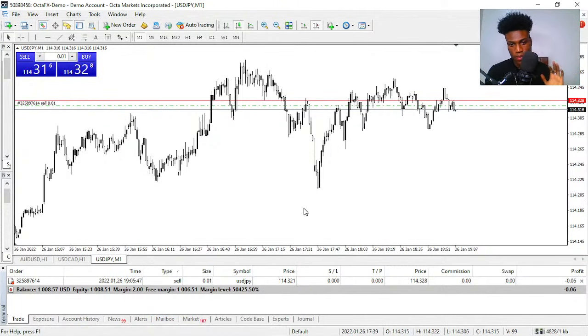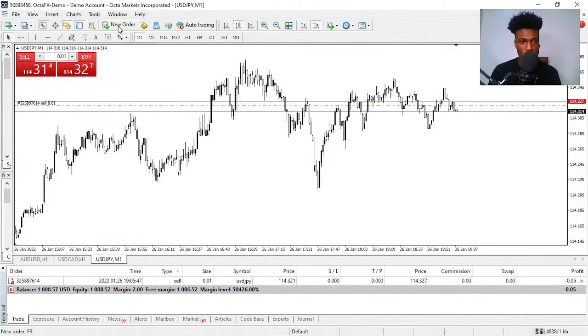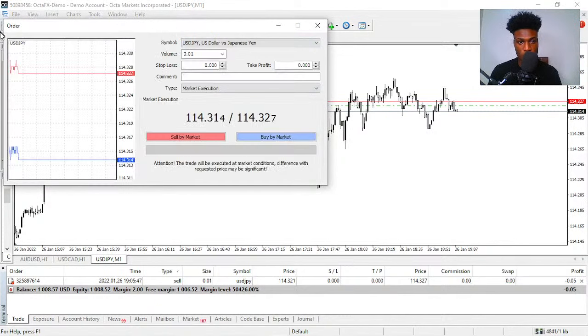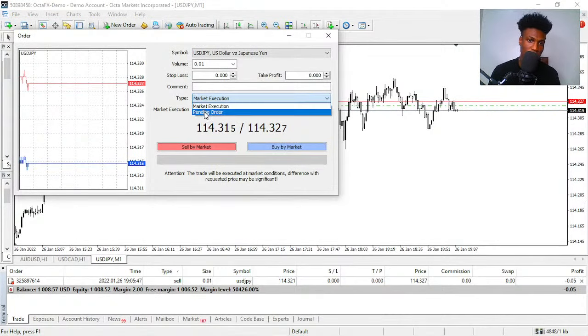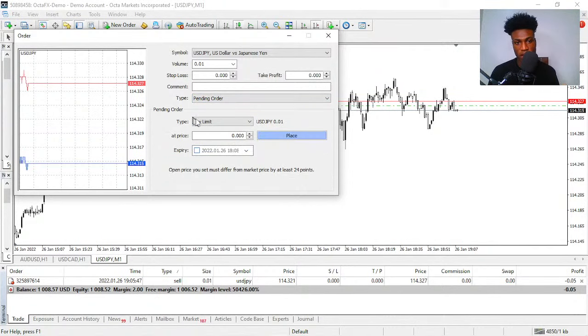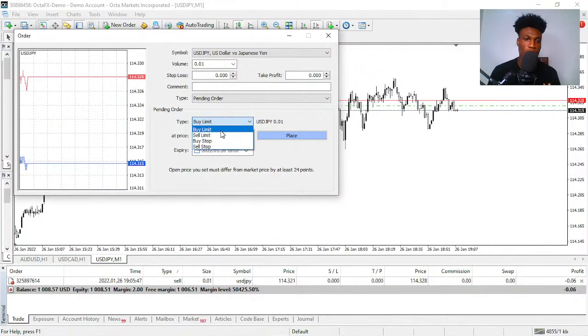So, pending orders: we have buy limits, sell limits, buy stops, and sell stops. In order to find where these pending orders are, you go straight to new order and come down to type of order. Then you're going to see pending orders. Under pending orders, you choose which type of pending order you want to place.